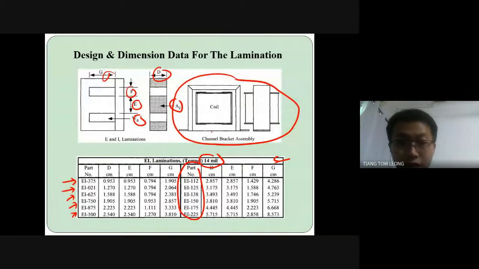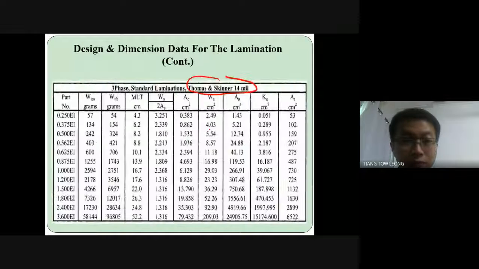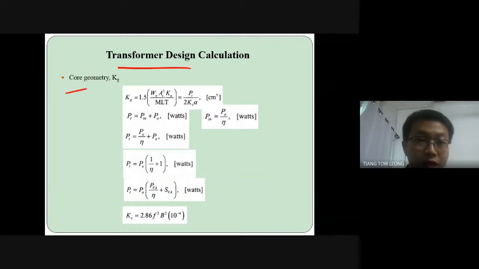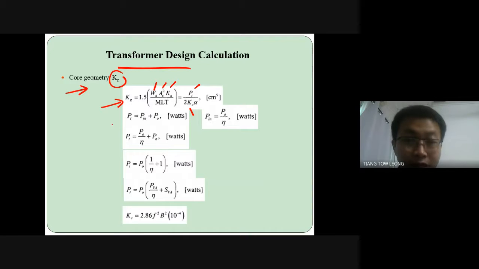Same as well, if we use a Thomas Skinner 14 mil instead of this sample 14 mil, actually I'm also not very sure about that one. Sorry for that because I'm not good in here, and this book is quite old. We took it from a book, Transformer Design Calculation, the core geometry. So if we want to calculate the core geometry, we use this equation, where we get the WA, AC, KU, PT, KE, everything from the table. And then P total is input plus output, efficiency, or something like this. By right you need to memorize this.